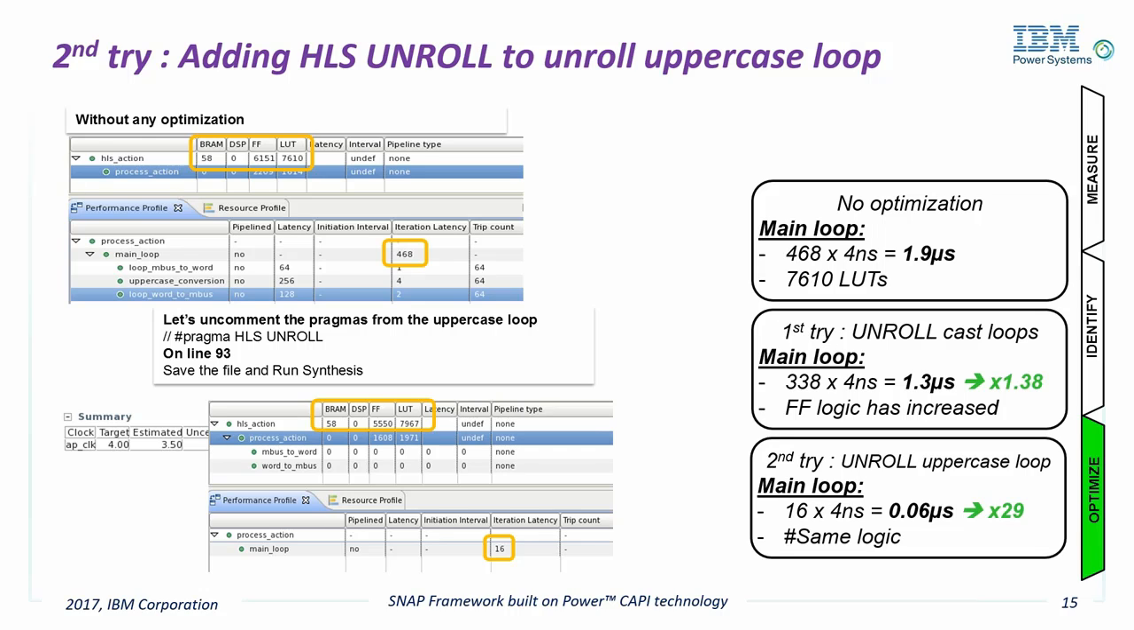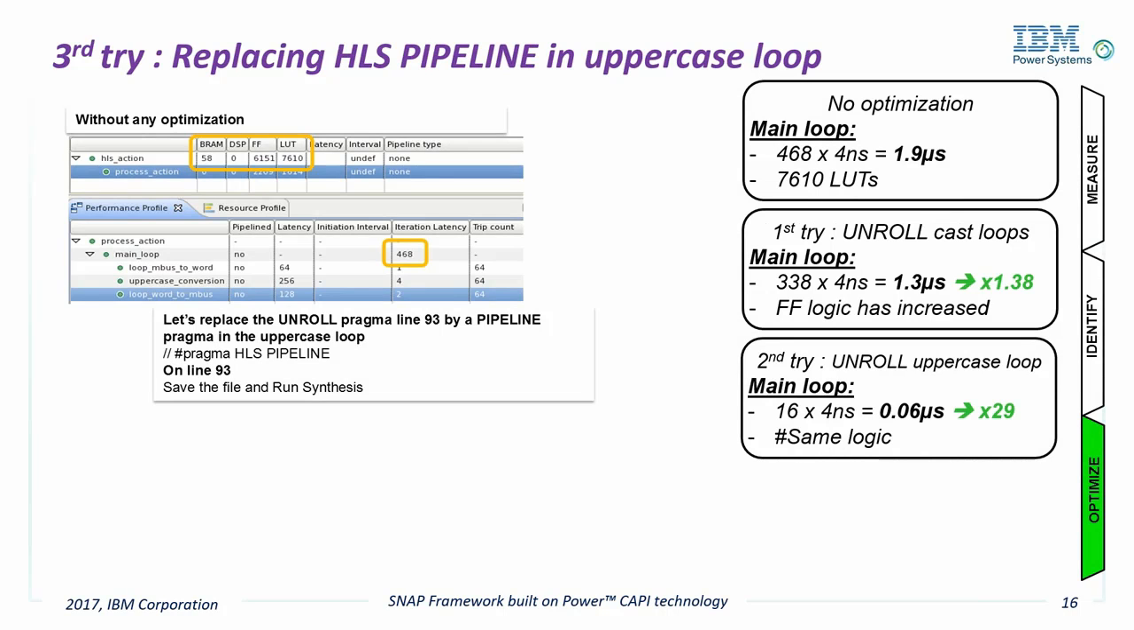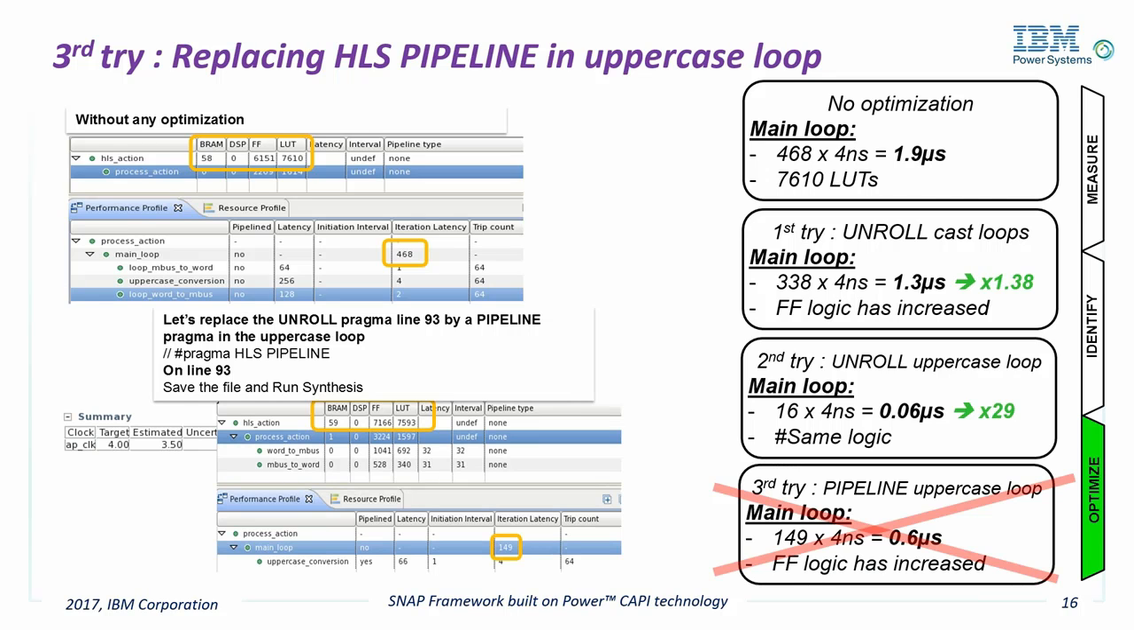Can we do better? Third try, let's replace the unroll pragma on line 93 by a pipeline pragma in the uppercase loop. Save the file and run synthesis. Clock frequency is unchanged, the amount of FF logic has increased, and latency is worse. Bad idea. So let's try something else and forget about this example. Let's replace the pipeline by an unroll instruction.